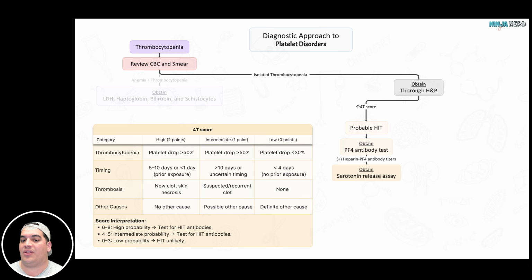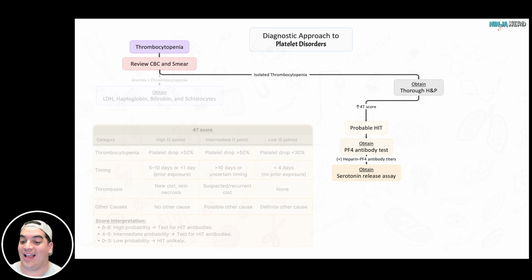What do platelets release when they're activated? Serotonin, ADP, thromboxane A2. Which one again? Serotonin. So if you expose this patient to heparin and they have the PF4 present and the antibody binds with it, what will happen? Serotonin will be super high. So if they have an elevated serotonin, that could suggest a positive test, and that's diagnostic of HIT.